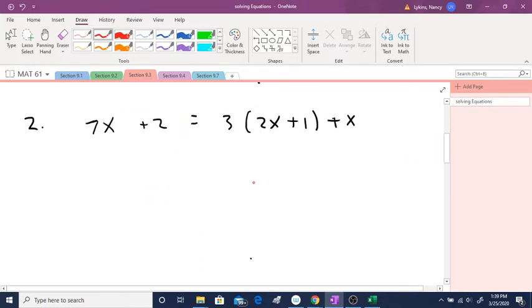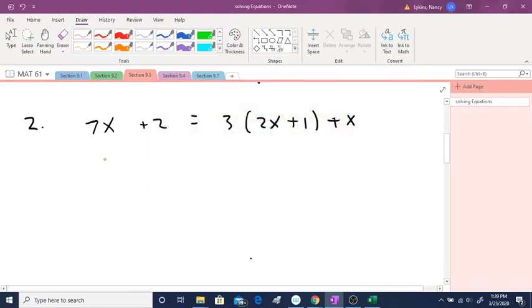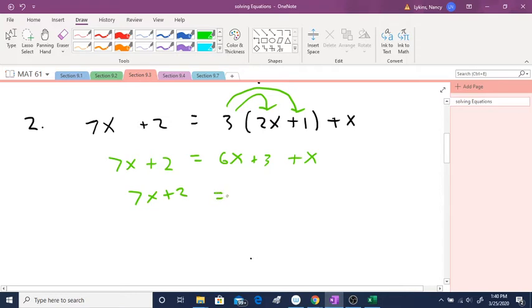My next one's a little bit more challenging because you have these parentheses, which means we're automatically going to distribute. I don't want to do anything to the left side, so the 7x plus 2 stays the same. Now I'm going to distribute the 3 over. 3 times 2 is 6, and you've got an x there, so it's 6x. Plus 3 times 1 is 3. And I've got that lone x on the outside of the parentheses. Now I'm going to combine my x and my 6x to give 7x.